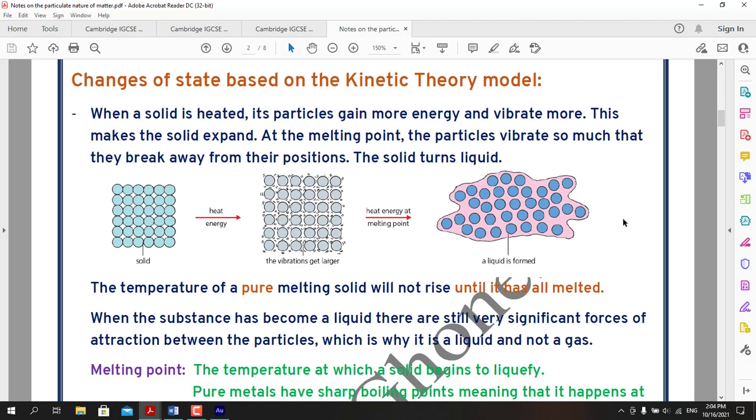So as we can see here, we have a solid with its particles arranged in a lattice, small intermolecular spaces, strong intermolecular forces, and we heat that solid. So the particles start to vibrate and the size gets larger. When we heat more until we reach the melting point, a liquid is formed. As you can see, there are still small intermolecular spaces and there are weak intermolecular forces, but the particles are allowed to slide past each other. And that's why this is a liquid and not a gas.